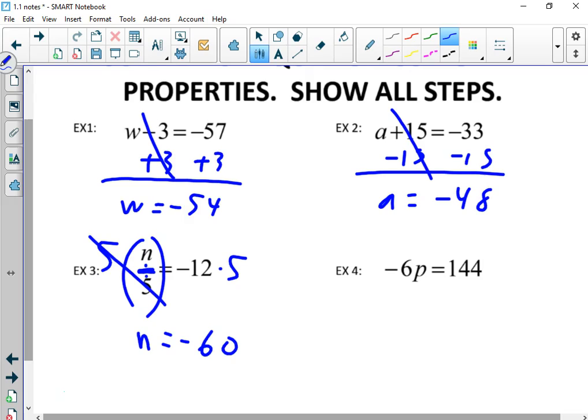Over here we have multiplication, so we're going to divide. Make sure you divide by the negative number. And then 144 divided by 6 is 24. But, since it's positive divided by negative, my answer is negative 24.